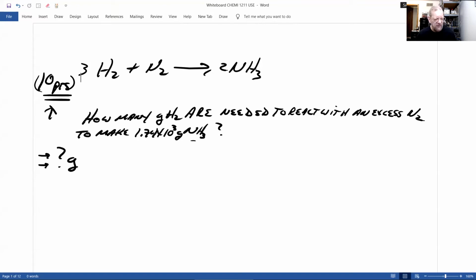How many grams of hydrogen? What are we given? Well, we're given an excess of nitrogen, which means you ignore it. Whenever there's an excess of one chemical reacting, you ignore it. But we're trying to make 1.74 times 10 to the third grams of ammonia.